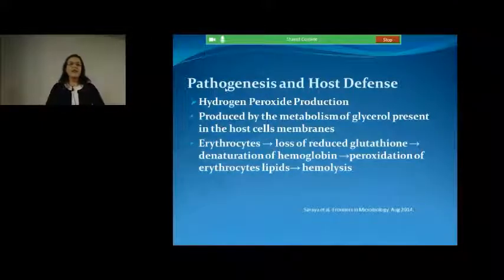The other virulence factor of Mycoplasma pneumoniae is the production of hydrogen peroxide. It is produced by the metabolism of the glycerol present in the host cell's membranes. In the erythrocytes, the hydrogen peroxide causes the loss of the reduced glutathione, resulting in denaturation of the hemoglobin, peroxidation of the erythrocytes' lipids, and eventually hemolysis.